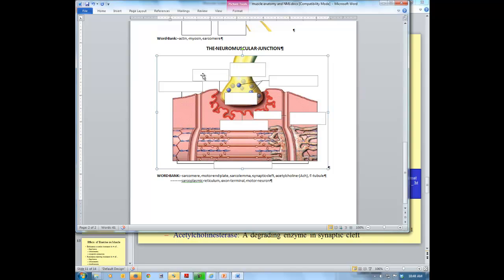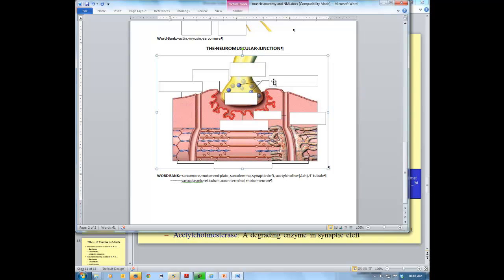Inside the motor neuron, we find these vesicles that contain a special chemical called acetylcholine. So you could write acetylcholine here, or ACH. And that's a special stimulating chemical that's going to stimulate this motor neuron.